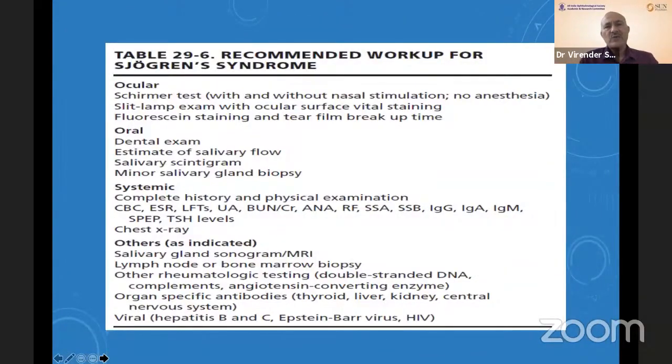The recommended workup for Sjogren syndrome consists of the Schirmer test, a good slit lamp examination, fluorescein staining, and tear film breakup time, especially non-invasive. Then oral examination and systemic workup, especially a referral to a good rheumatologist. Ancillary tests may not be required if the patient comes with a diagnosis, but if you are the first one managing it, make sure that the patient is seen and referred appropriately to a rheumatologist.